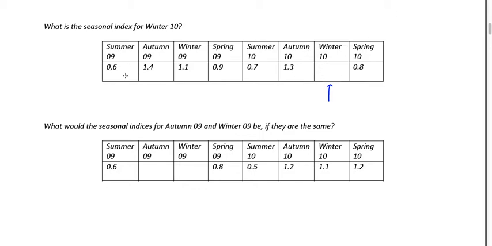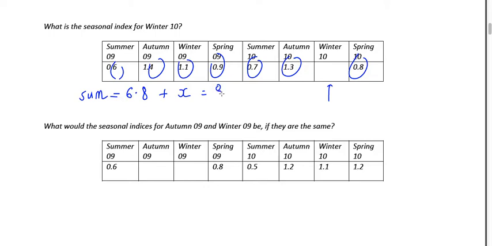If we add up all of these ones together, the sum of those, we get 6.8. Now, knowing that we have 8 seasons, we know that when we add them together, we need to get 8. So 6.8 plus our seasonal index for winter has got to equal 8. Knowing that, we can go 8 minus 6.8, so the missing one must be 1.2.